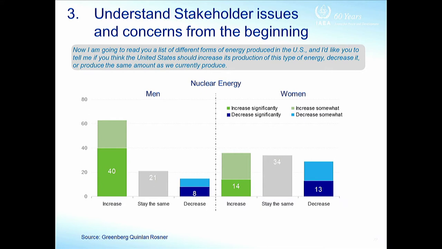Here's a really interesting graph. This demonstrates, really understand the kind of marketplace you've got with stakeholders. So this is men and women, and they were asked a question, this is from the US: I'd like you to tell me if you think the US should increase its production of this type of energy or decrease it or produce the same amount. So the public were asked about nuclear energy. Men were asked, do you think we should increase it, stay the same, or decrease it? So obviously men thought they should increase it. Small number, decrease it. Women, a much different circumstance.